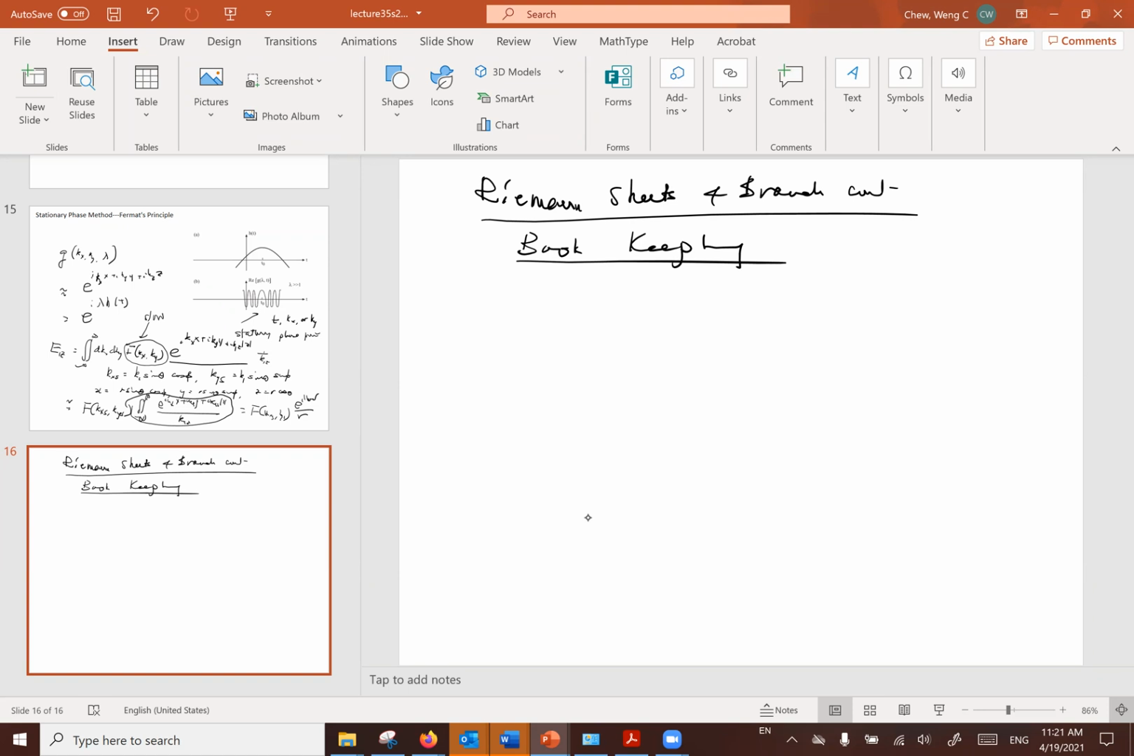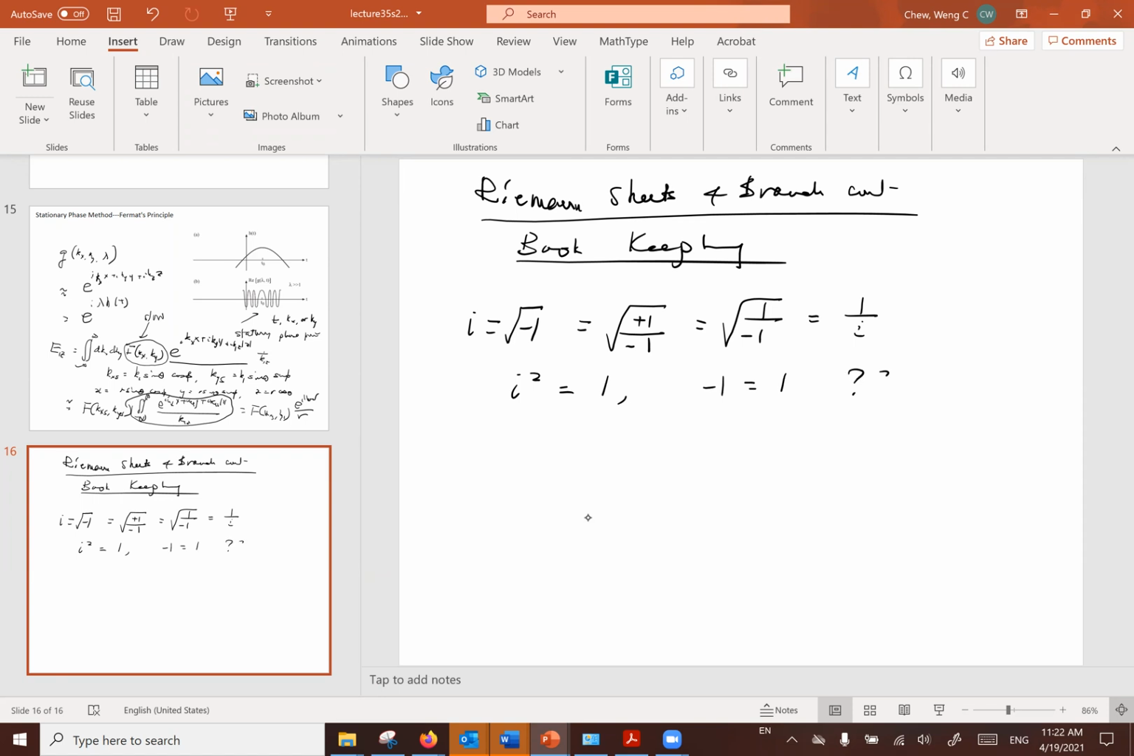I can give you an example, and you will probably have to scratch your head as to what's wrong with this proof. I can say i is the square root of -1, but it's also the same as square root of 1 over -1. And then it's the same as square root of 1 over i. And then you get i squared. If you multiply across, you get i squared is equal to 1. You get -1 equal to 1. So this is a puzzle. Why is this the case?